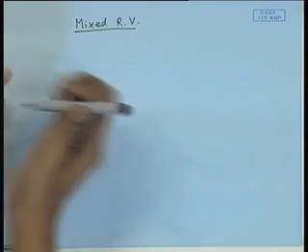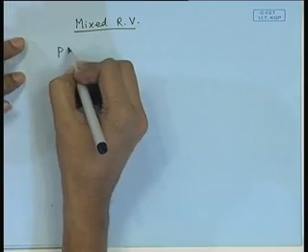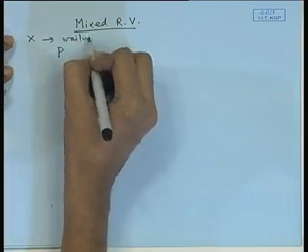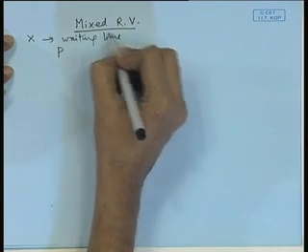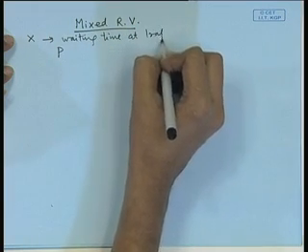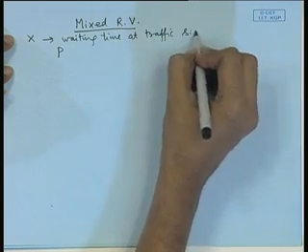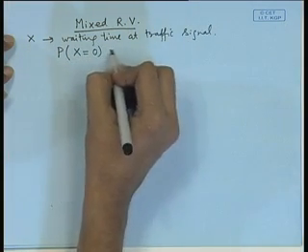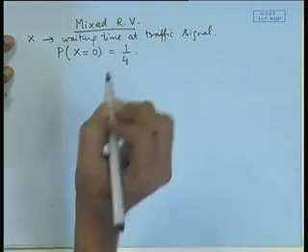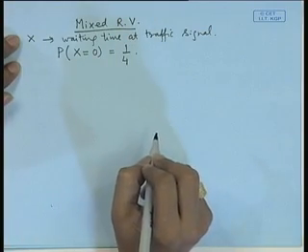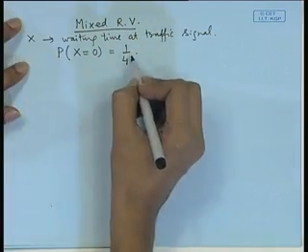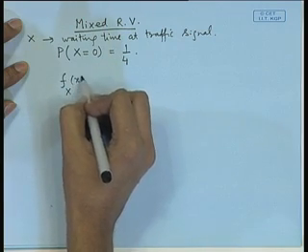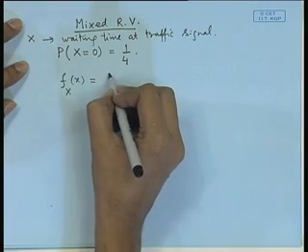In other words, if I say x denotes the waiting time at the traffic signal, it may happen that the probability that x equals 0 is say 1 by 4. That means 25% of the time he is able to go without waiting. On the other hand, if he has to wait, then it is a continuous distribution.